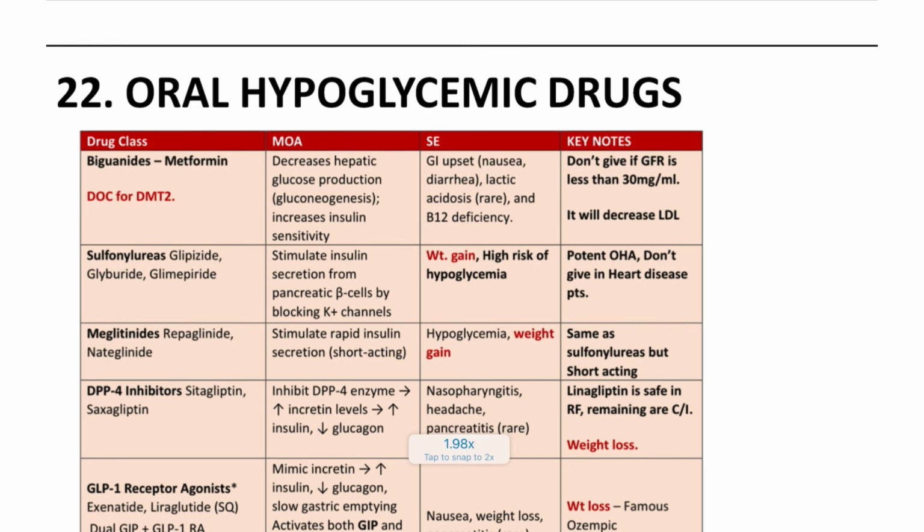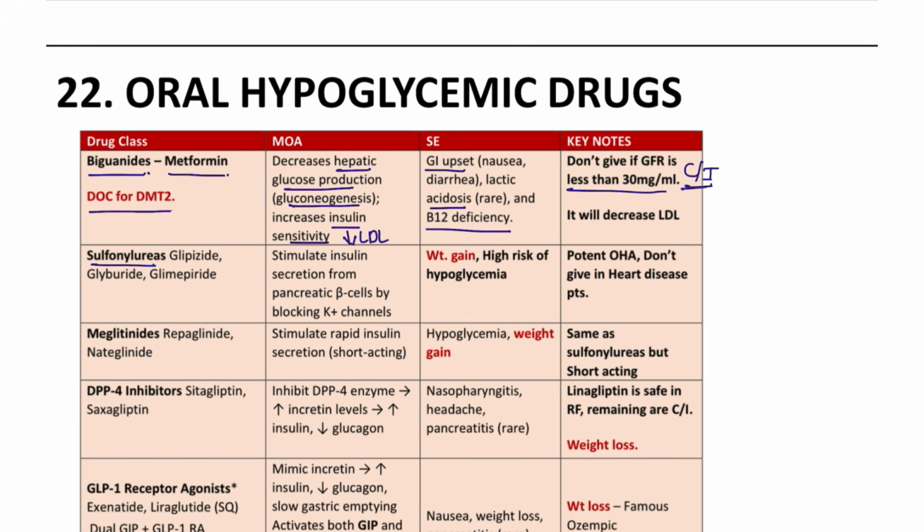Next, oral hypoglycemic drugs. We have the classification biguanides. The drug of choice is metformin, and this is the drug of choice for the diabetes mellitus patient. It will decrease the hepatic glucose production, gluconeogenesis. It will increase the insulin sensitivity, and it will also decrease the LDL over time, but it has specific side effects, which are B12 deficiency, lactic acidosis, and GI upset. The key note that you have to remember is, if the GFR is less than 30, this is considered contraindicated for the patient.